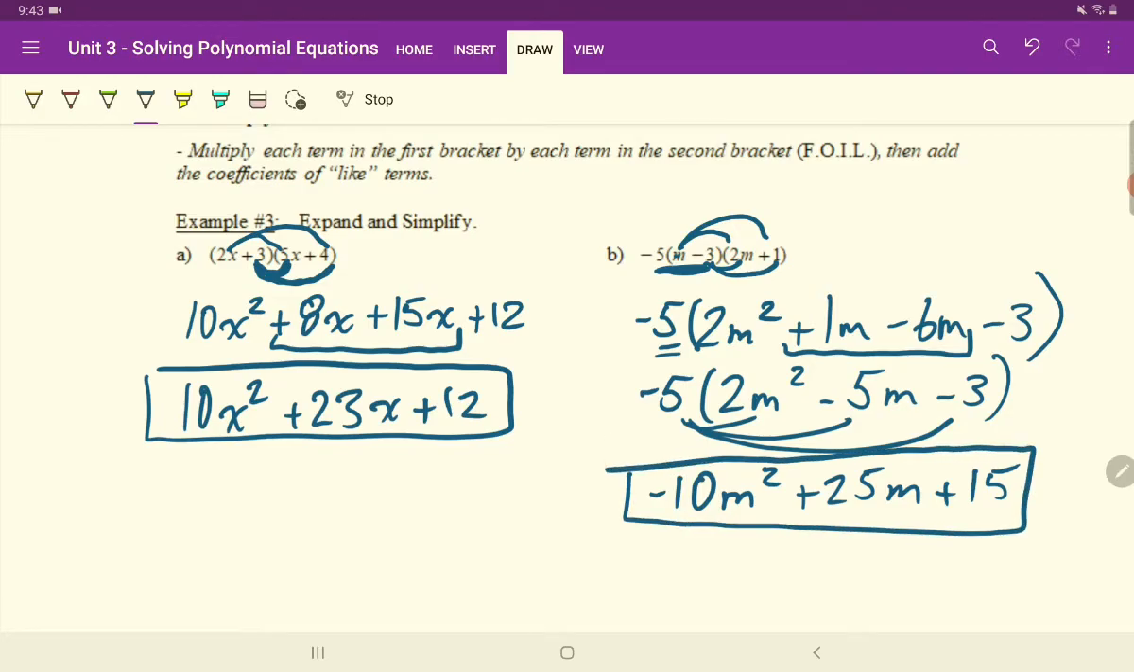You ask yourself at this point, do you have any more like terms that you can collect? And the answer is, of course, that there isn't.